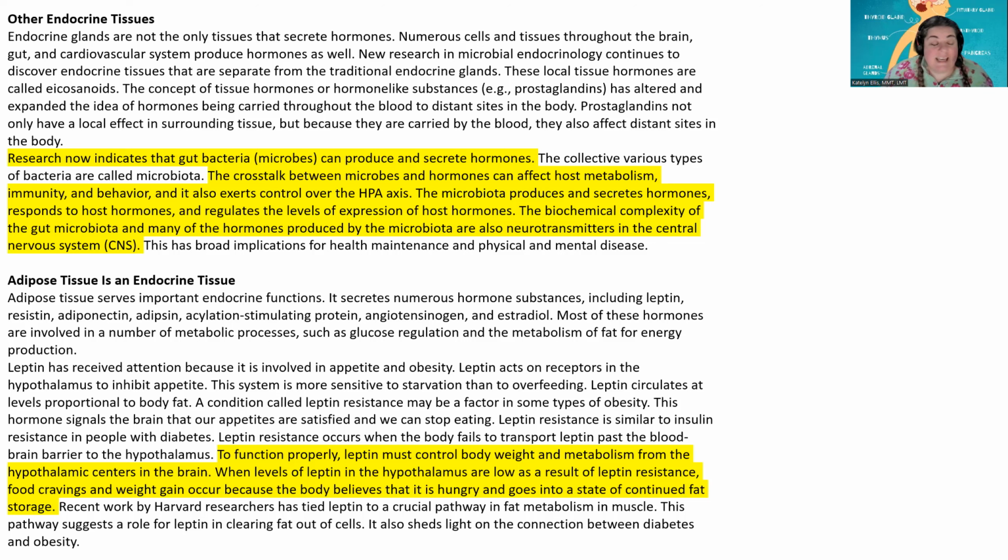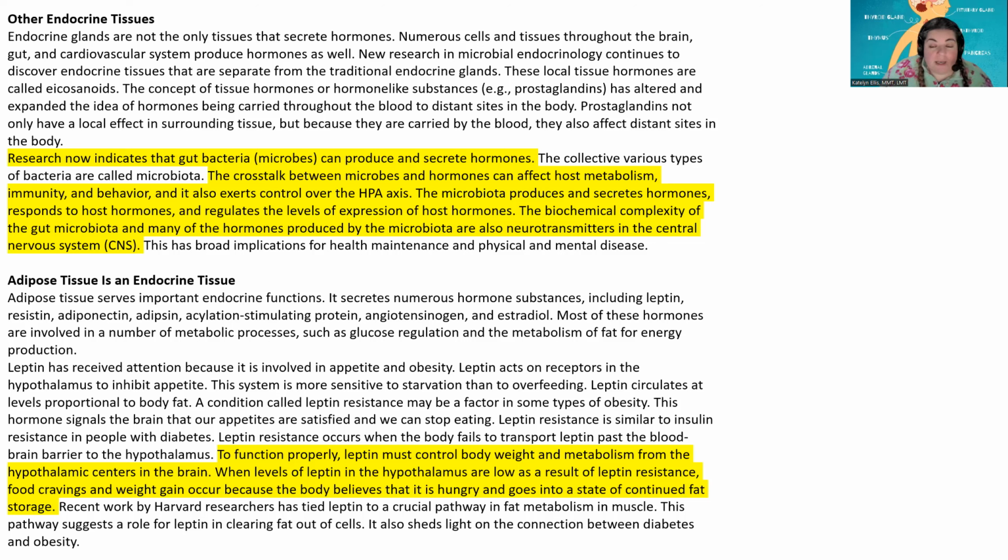adipose tissue is an endocrine tissue. All right. It secretes hundreds of hormone substances, hundreds of them. It is absolutely fascinating. I have provided a separate video for you guys about fat being an endocrine organ. This is just mind-blowing, what can happen in the adipose tissue. Now, one of the things that it does control quite a bit of is leptin.